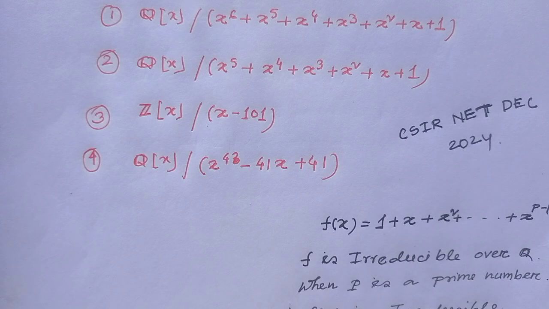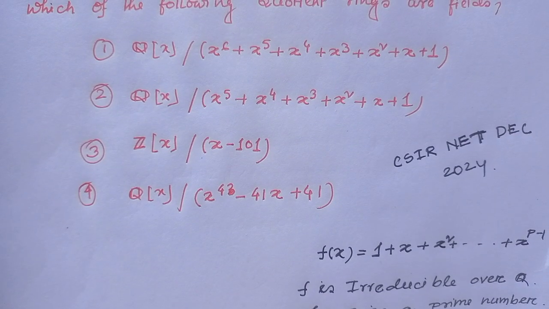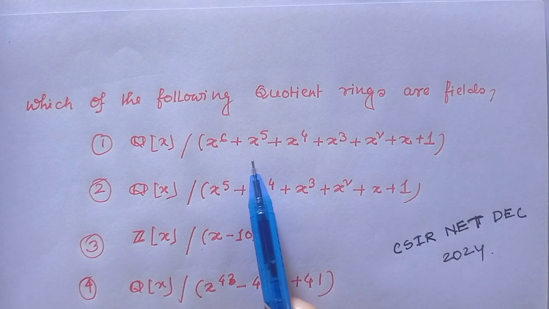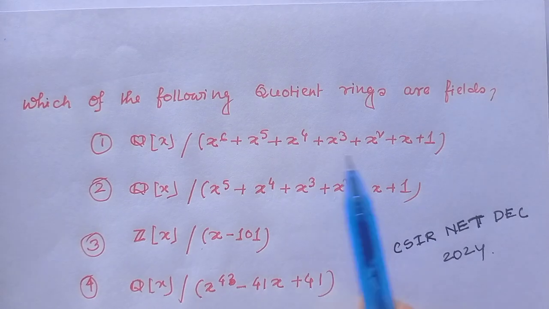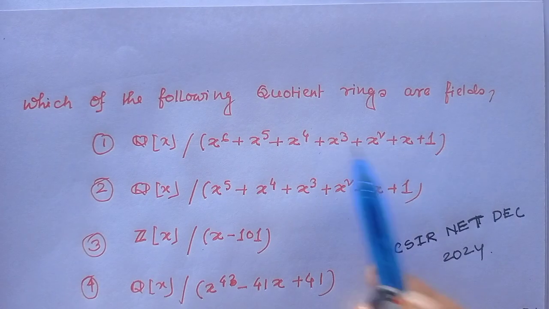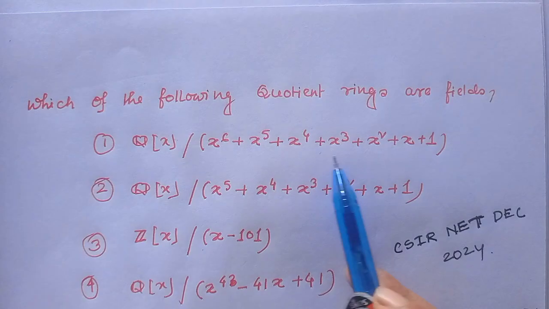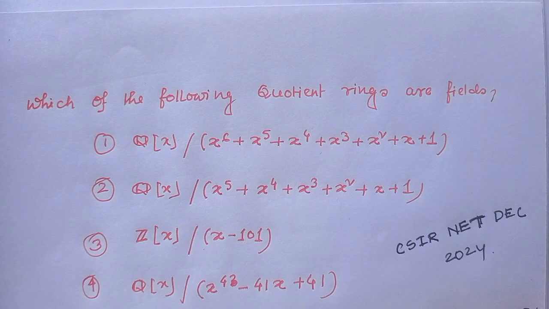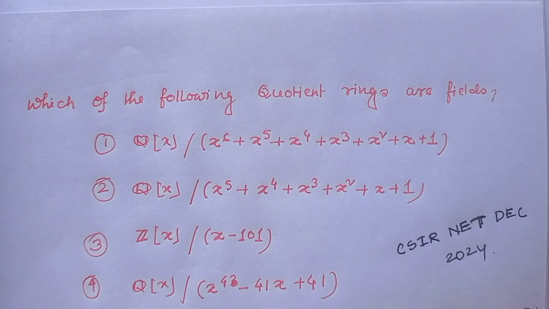Here Q[x] modulo x^6 + x^5 + x^4 + x^3 + x^2 + x + 1. Notice this is the cyclotomic polynomial, and this cyclotomic polynomial is irreducible over Q.